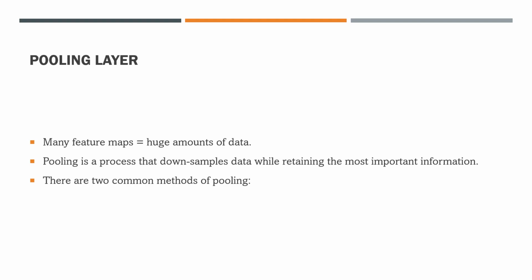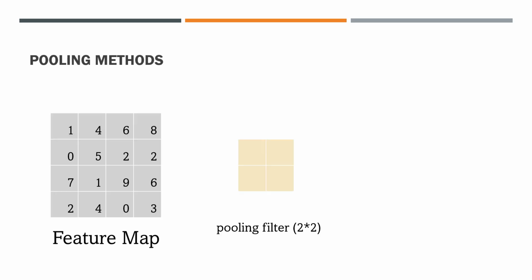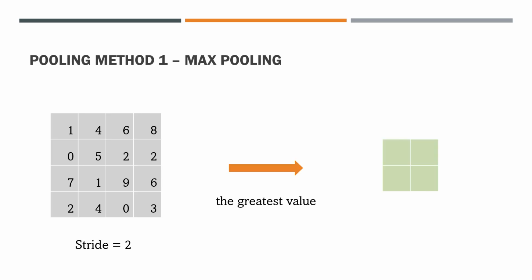This is where the pooling layer comes in. Pooling makes the map smaller while strategically retaining the most important information. There are two common methods of pooling. We have a feature map from the last layer and a 2x2 pooling filter, so this filter observes a 2x2 group of pixels at a time. One method is max pooling, where the filter keeps the greatest value of the group and puts it in a new smaller map. The whole map is complete after the filter slides through the original map.